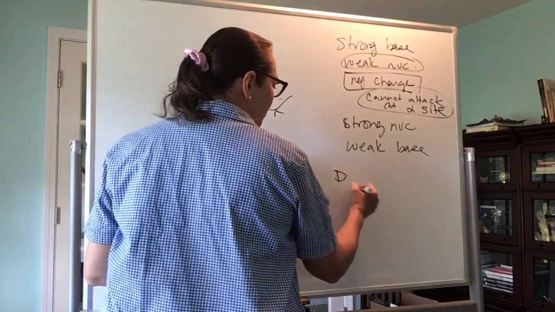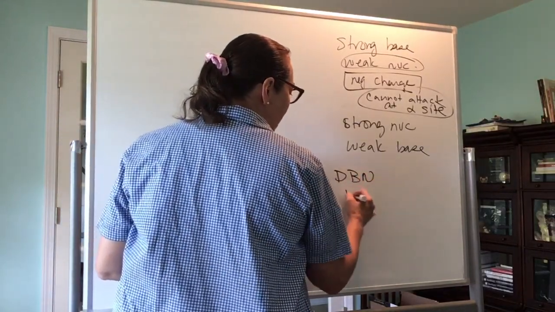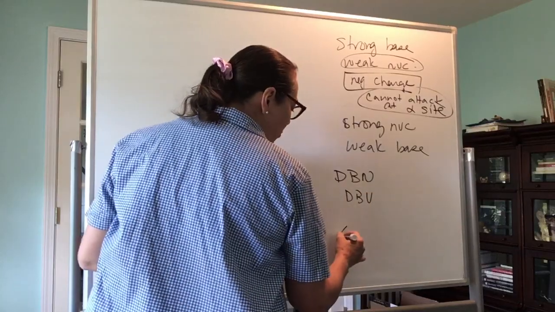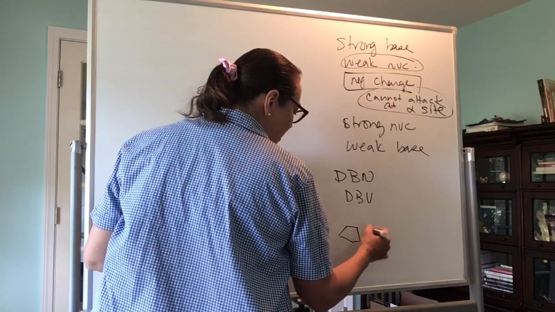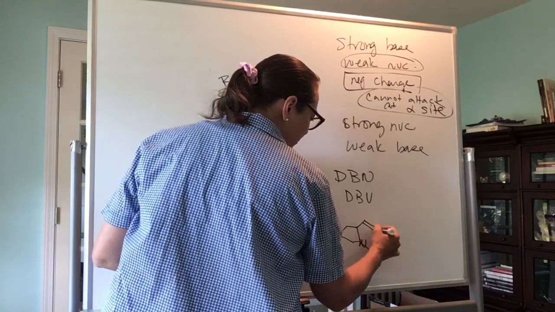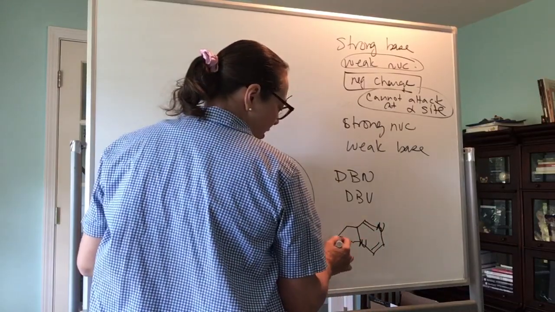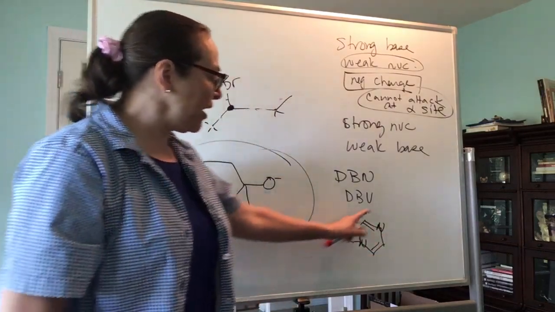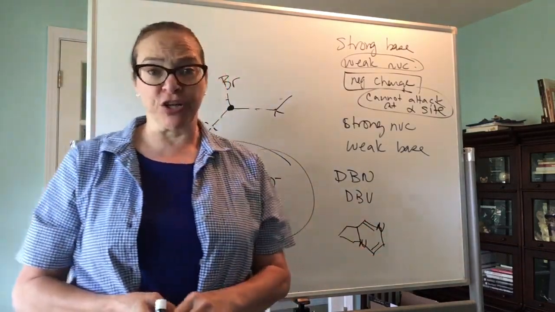So two examples of that are DBN and DBU. I'm only going to draw a structure of one of these, but they're very similar. Roughly something like that. The point is that it's a very, very large structure.